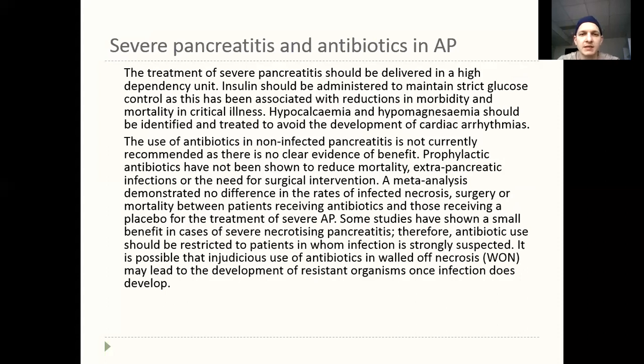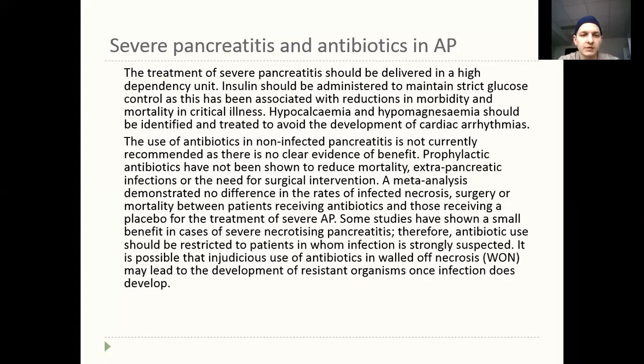Severe pancreatitis and antibiotics in AP. The treatment of severe pancreatitis should be delivered in a high dependency unit. Insulin should be administered to maintain strict glucose control, as this has been associated with reductions in morbidity and mortality in critical illness. Hypocalcemia and hypomagnesemia should be identified and treated to avoid the development of cardiac arrhythmias.